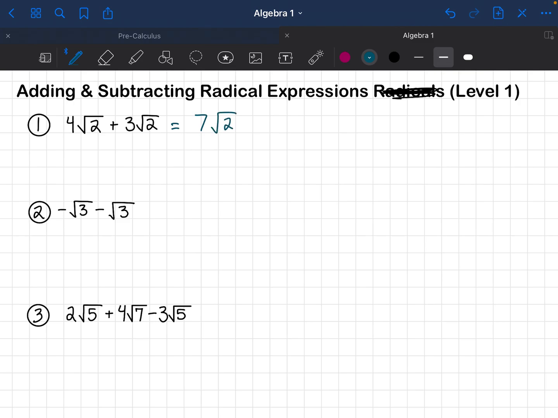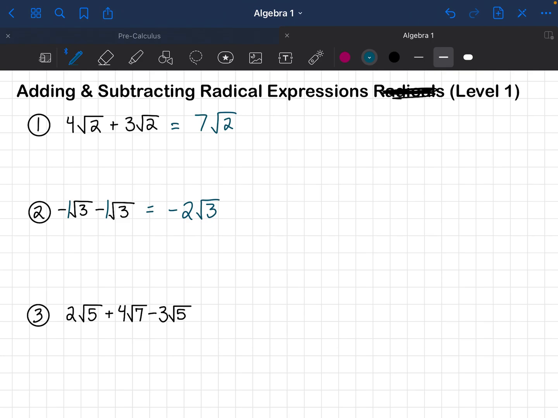Gets a little trickier when we can't see what the number is, right? There's a hidden 1 right here in front. So I've got negative 1 square root of 3 minus 1 square root of 3. So that one's going to equal negative 2 square root of 3, right? Not changing that square root of 3 at all, just combining the coefficients.